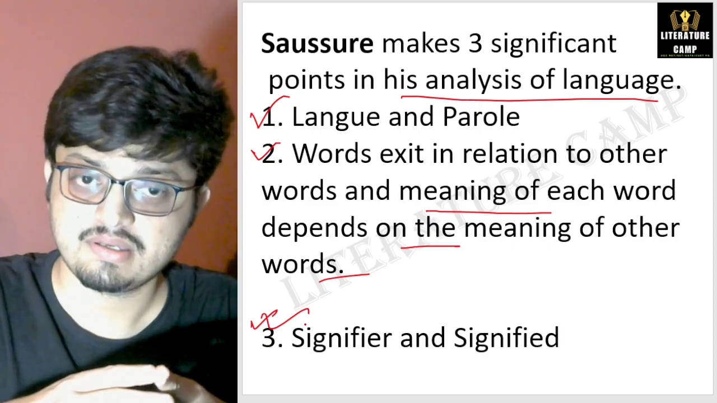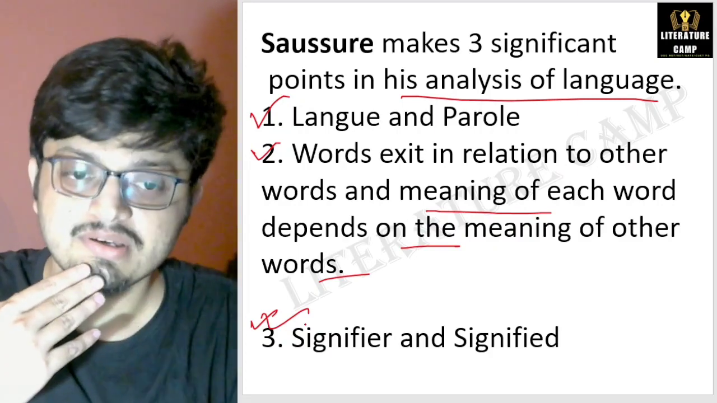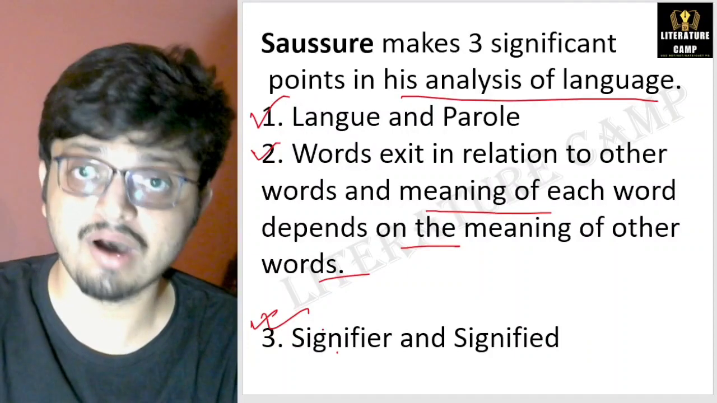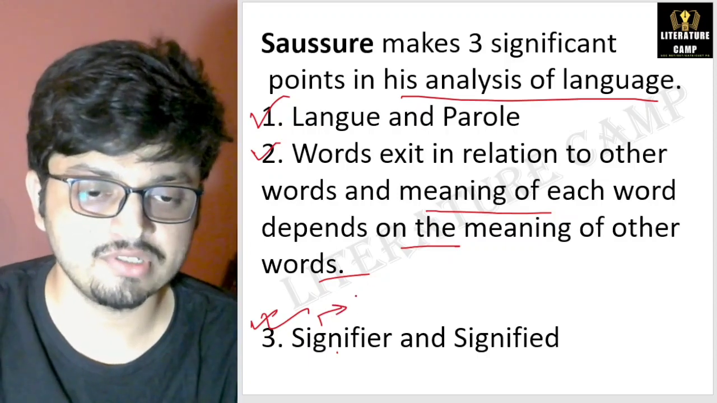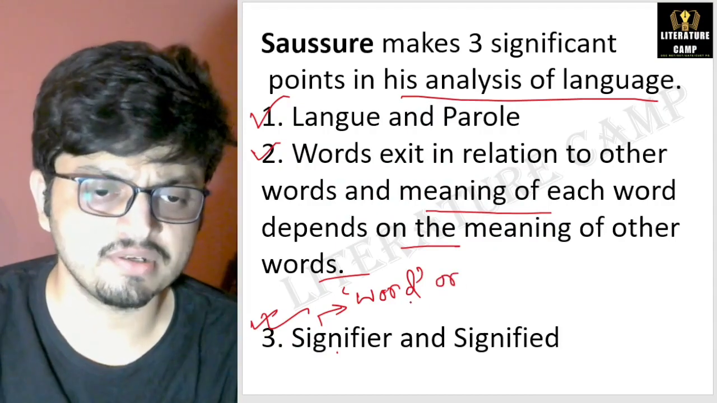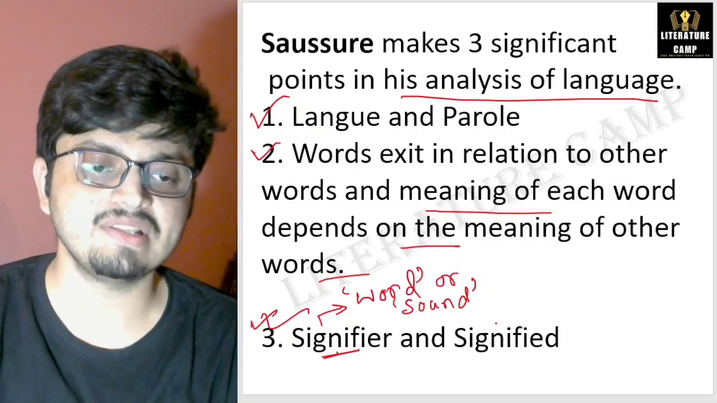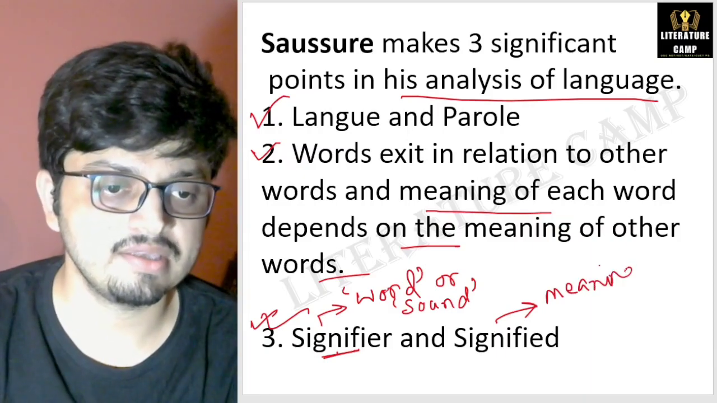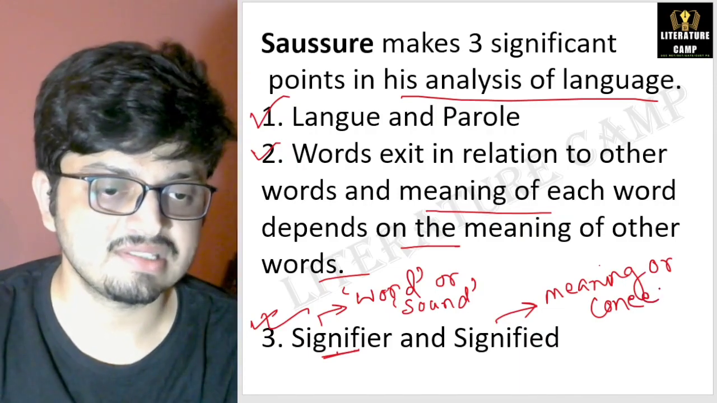Yes. For example, think of any word. He calls it a word or a sound as signifier. So Saussure calls a word or a sound a signifier. This is something that we need to know. This is very important. Word or sound, he calls it signifier. And what is signified? The meaning or the concept is called signified.